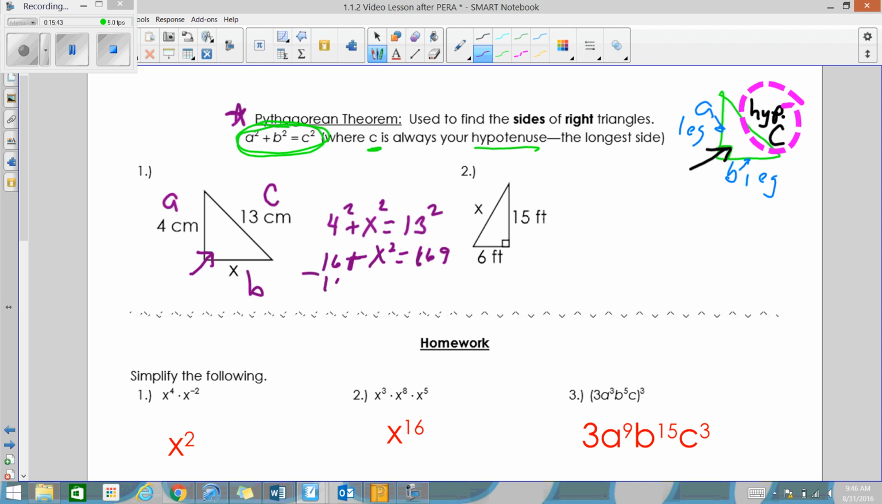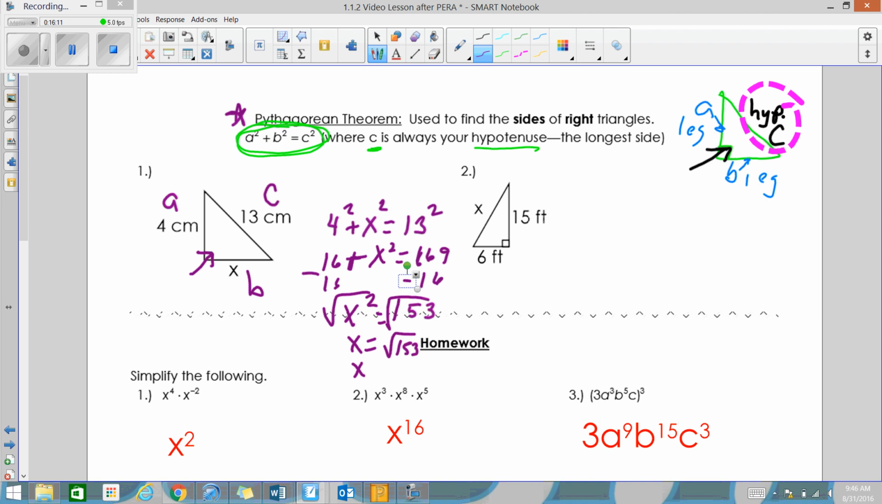So you're going to subtract 16. You're going to get x squared equals 153. Now, here's the deal. We must square root at the end. We have to know what x value is. Now, x equals the square root of 153, and you're going to realize that it's a decimal because it's not a perfect square. So you can leave your answer as the square root of 153.